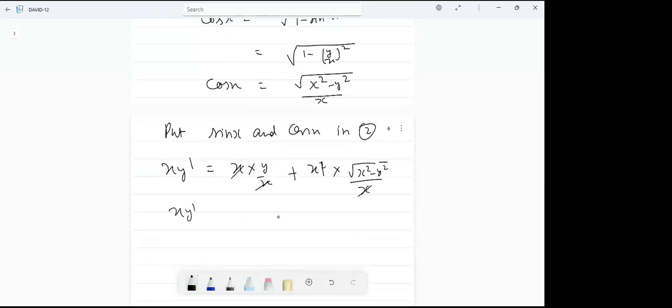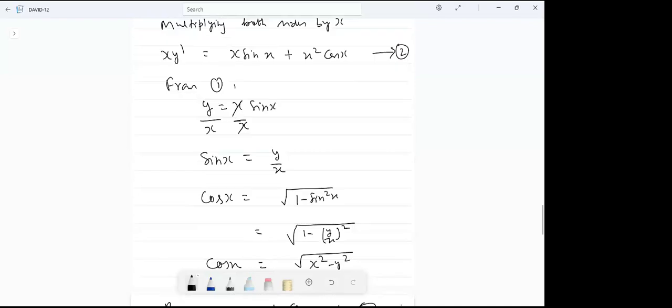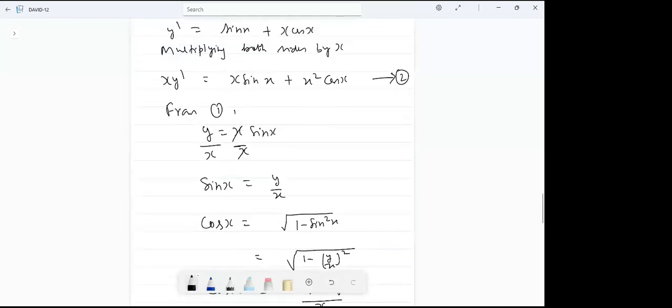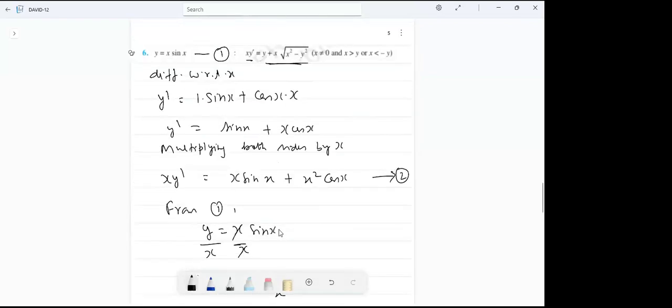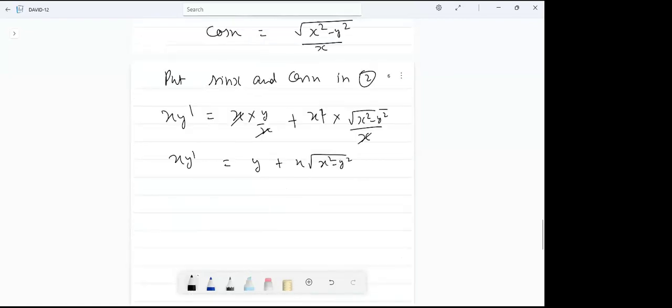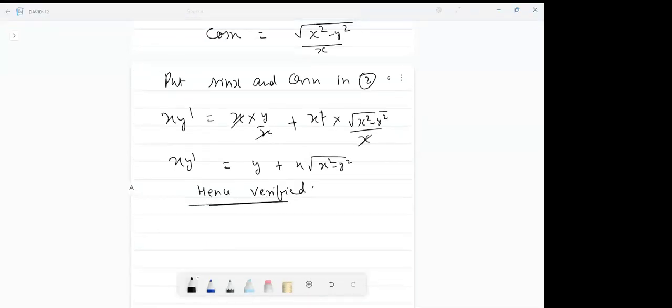So xy dash equals y plus, and that is what we had to verify. We had to obtain xy dash equals y plus x root x square minus y square. We got it. So hence verified. Now we will be doing question number 10.